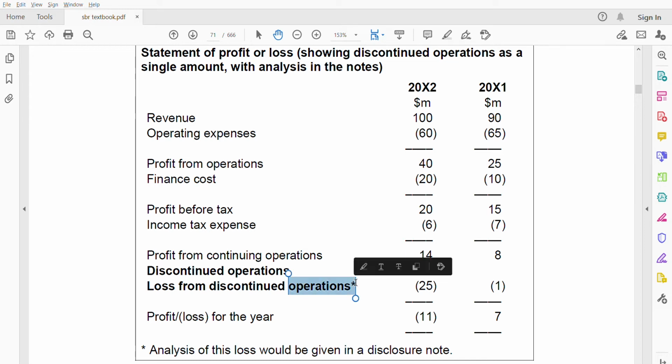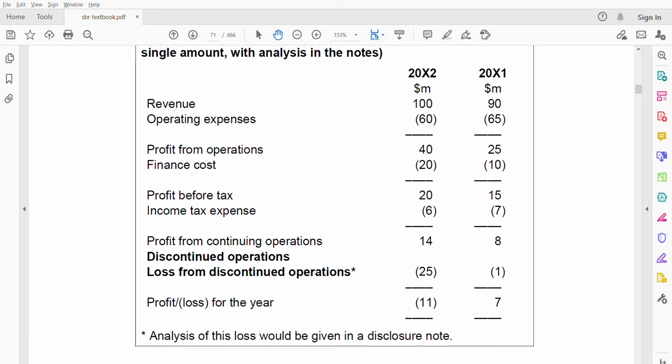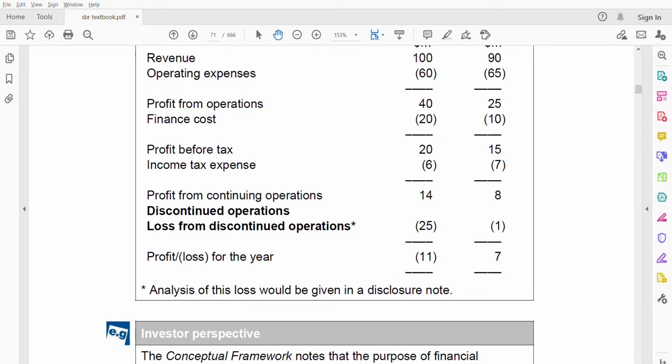If you see, there's a star next to it. It shows that there's a note given to it, how you got that 25 and 1. Then you deduct that loss from profits, and finally you get an overall loss in 2002 and profit, so from profit to loss. Now that note, that star below: the analysis of this loss would be given in a disclosure note. They didn't give it here, but analysis usually is given in the disclosure note.